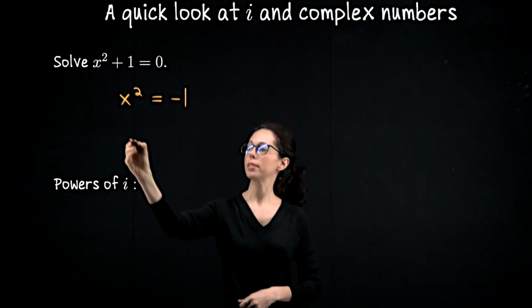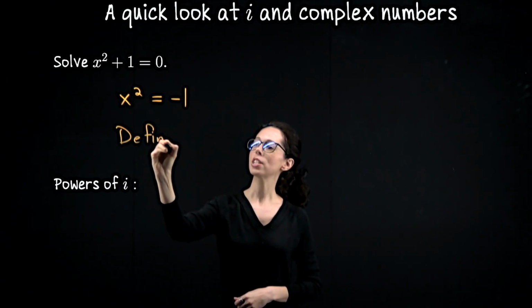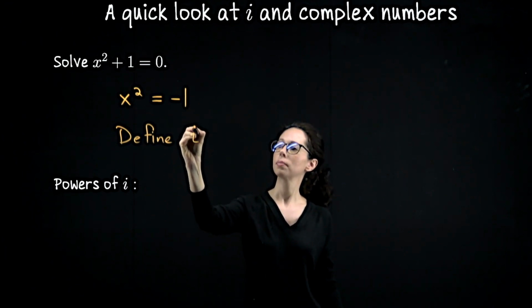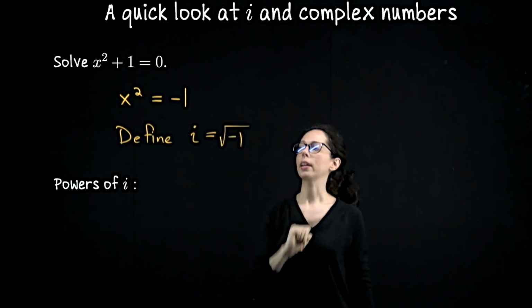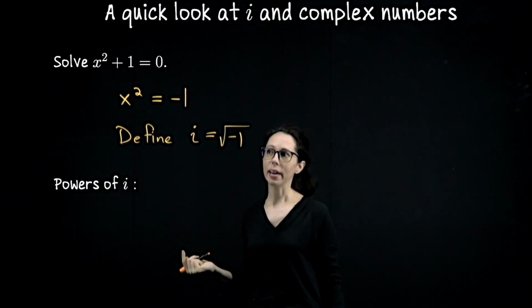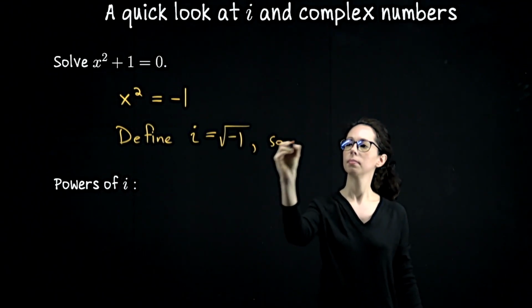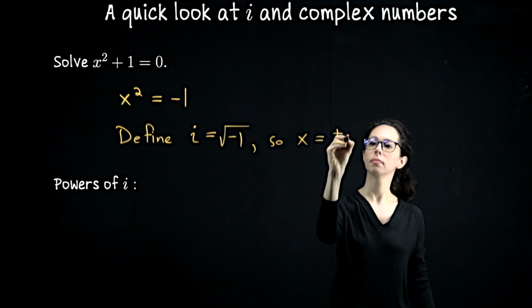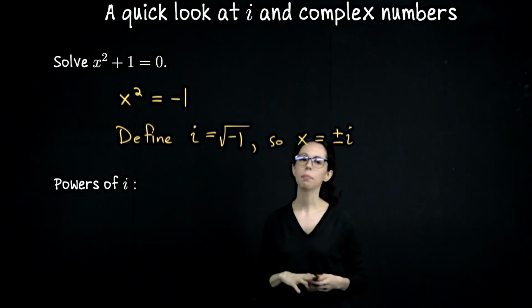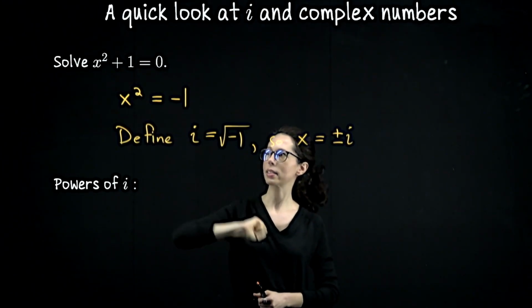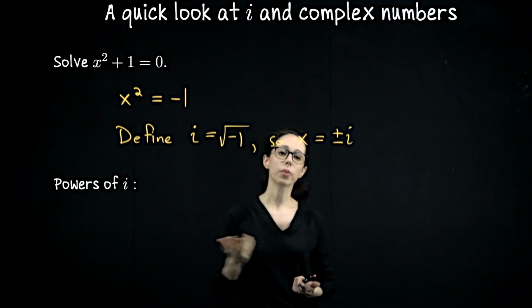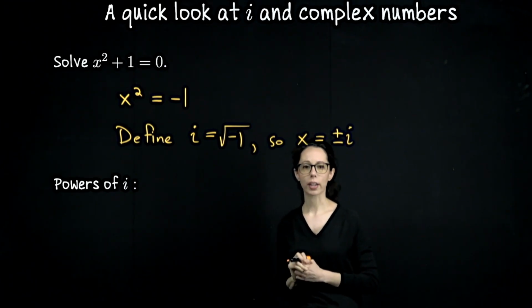So what we do is we define an imaginary number. We say imagine that there is a number whose square is negative 1. We call it i, and it's the square root of negative 1, so that the solutions to this quadratic equation are i and negative i. So there are two solutions. One is i, the other is negative i. So if you plug i in for x, i squared is negative 1. Negative i, when squared, also returns you negative 1. So those are the two solutions to this quadratic equation.